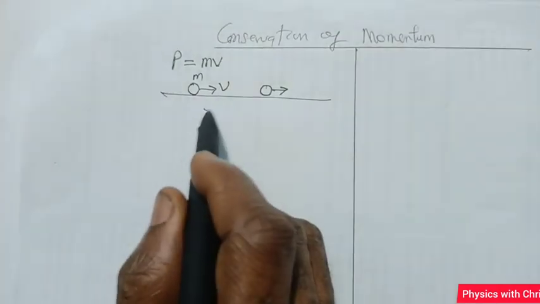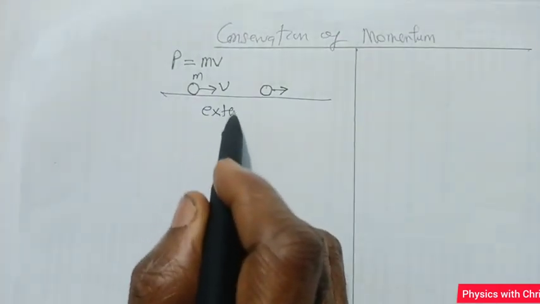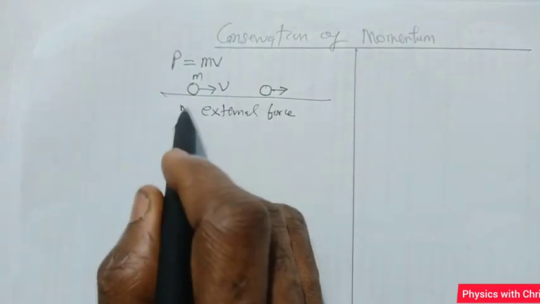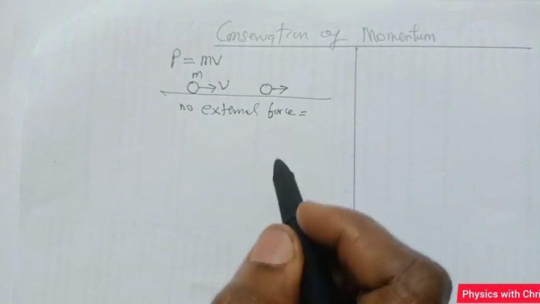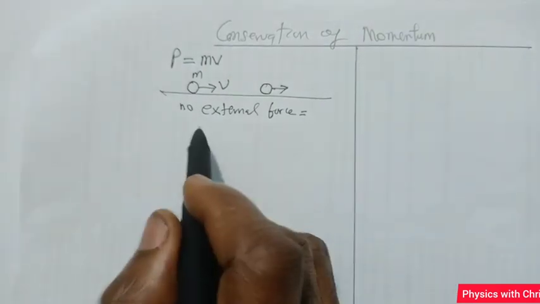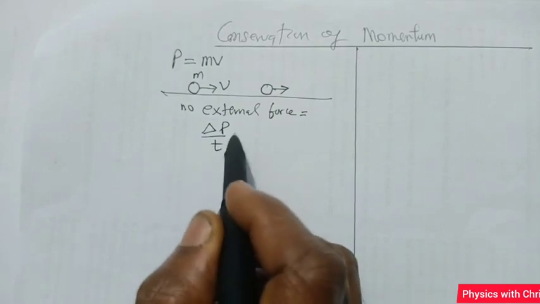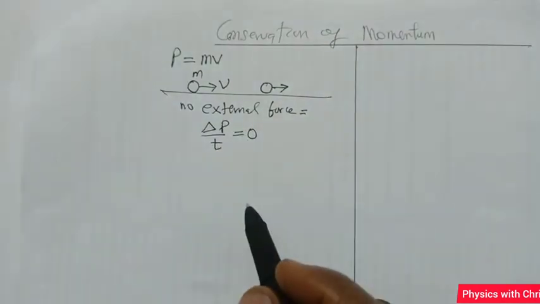But when the external forces are removed, with no external force acting on the body, the momentum of the body will stay constant. So the change in momentum of a body over time will be equal to zero if there is no external force acting.